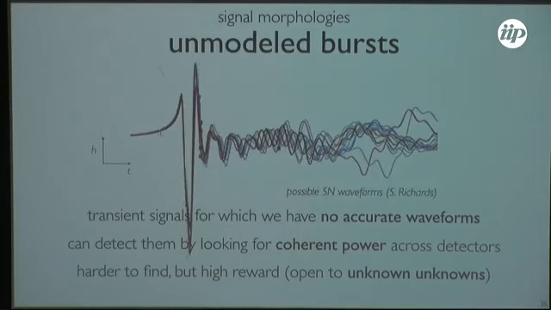This is an example that I found just to show you several different possible supernova waveforms, again in time and strain. And so you see they differ a lot and they're very messy, and we don't have very specific models for them.